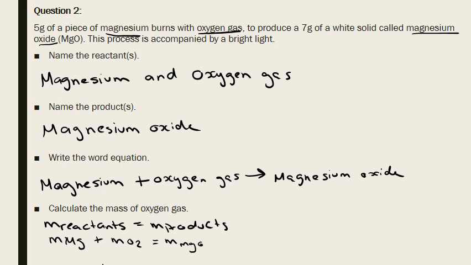So then we know that the piece of magnesium is 5 grams. And we know that to produce 7 grams of white solid, the magnesium oxide is 7 grams. We need to know the mass of oxygen gas. I'm going to write it for you so you know where we're at. To solve this equation, we need to rearrange it. So the mass of O2 is 7 minus 5, which is 2 grams. So the mass of oxygen is 2 grams.